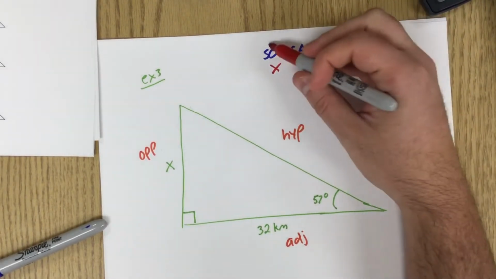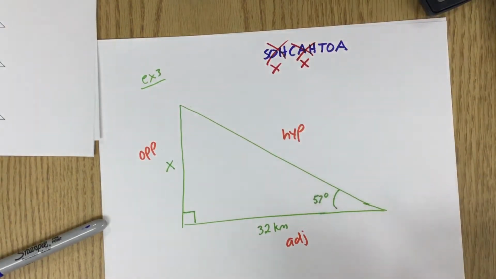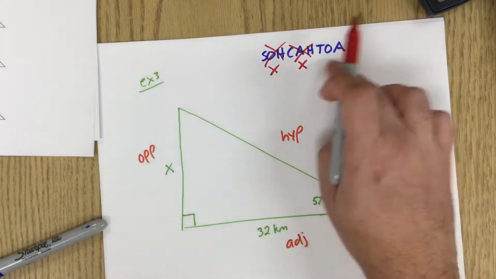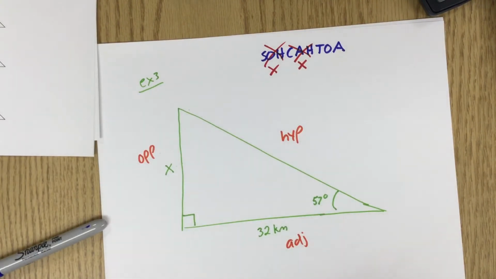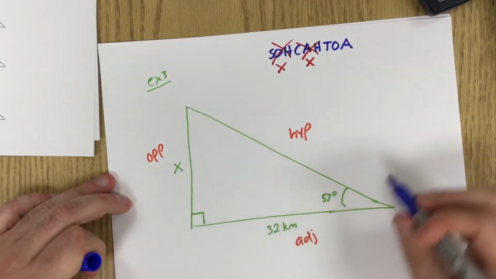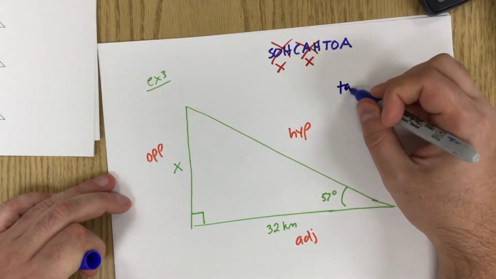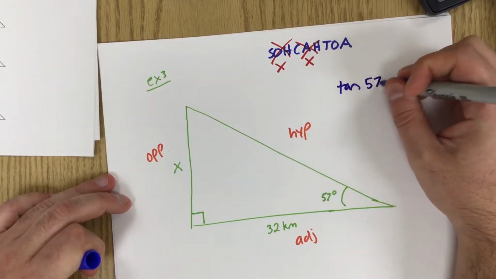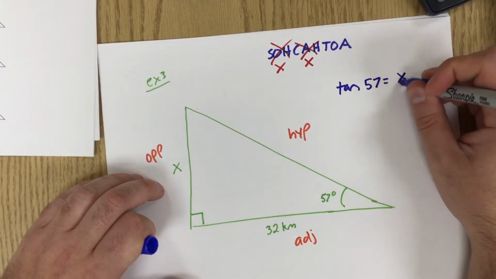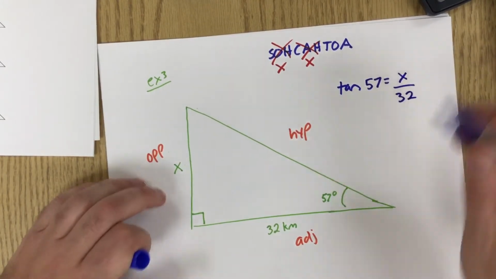Maybe I shouldn't have used x, I'm crossing it out. We're not using it. And tangent is opposite over adjacent. Oh, that seems like the one to go with. So it's going to be tangent. Now I can't just write tangent alone, of course. It's tangent of something, so it's going to be tangent of 57 is x over 32.